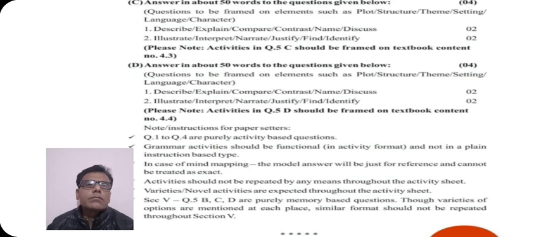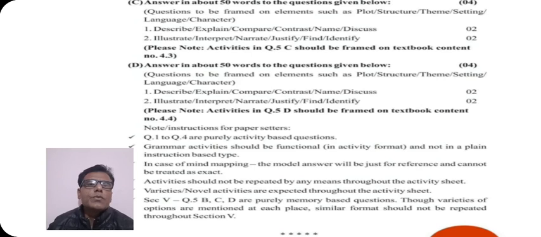Letter writing is now outdated, so not given here. Grammar activities should be in function and activity format and not in a plain instructional type. In case of mind mapping, the model answer will be just for reference and cannot be treated as exact. Activities should not be repeated by any means throughout the activity sheet. Varied, novel activities are expected throughout the activity sheet.